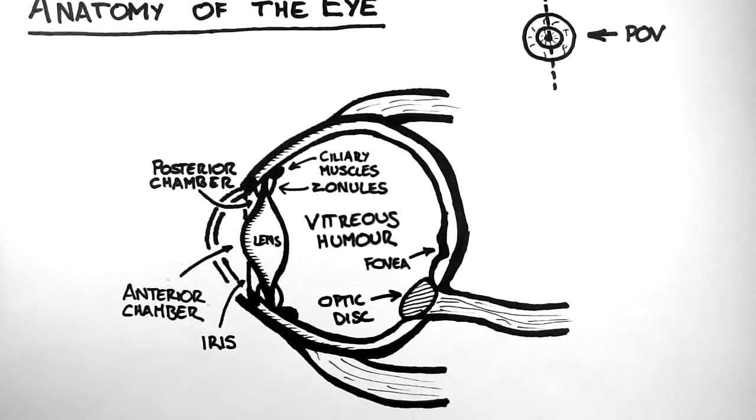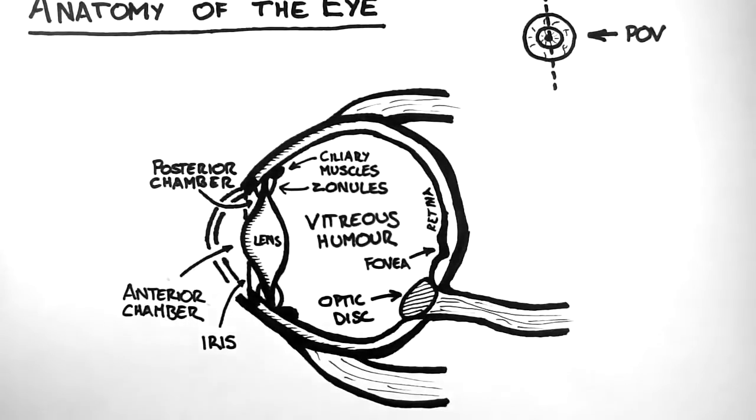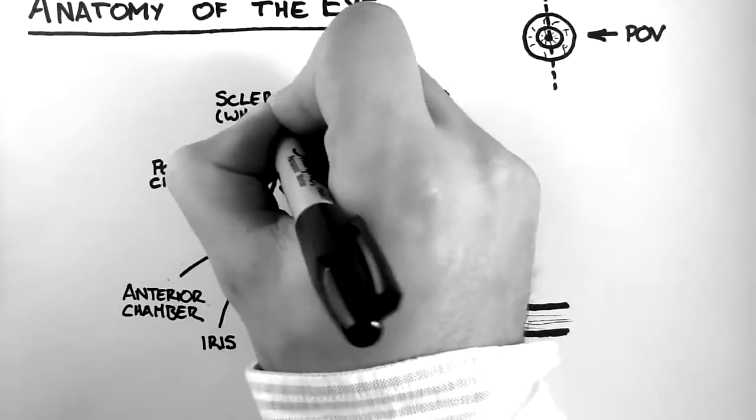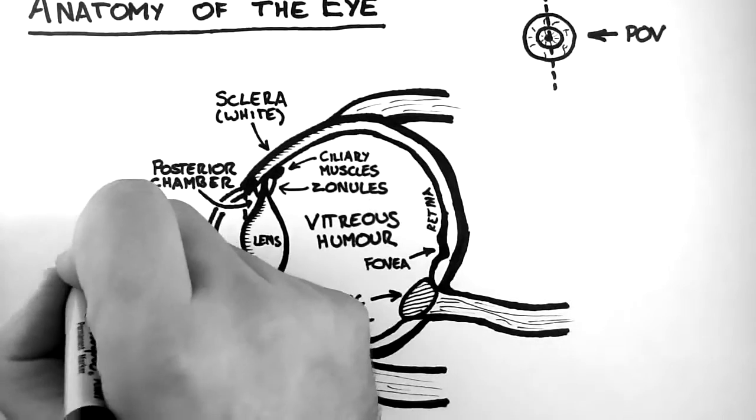Of course, I should also label this whole section as the retina, which is the part of the eye responsible for sensing light. Out here, we have the sclera, which is the white part of the eye, and at the front, we have the cornea, which is the clear part of the eye.